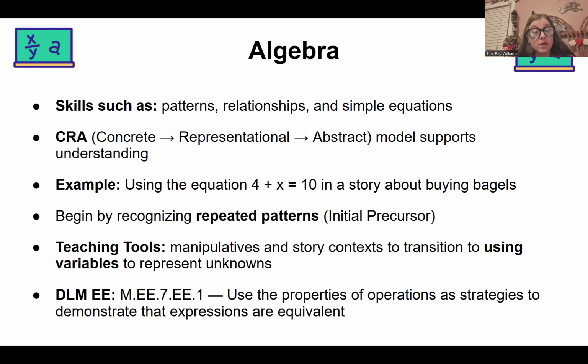Then, once students have become proficient at a concrete level, you move them to the representational level, where we might draw dots or tally marks, for example. And then, once they've got it at the representational level, we're going to move them on to the abstract level. But we always begin by recognizing patterns. And if you think about that initial precursor linkage level, that makes sense, right? That means that all students have access to learning algebra.